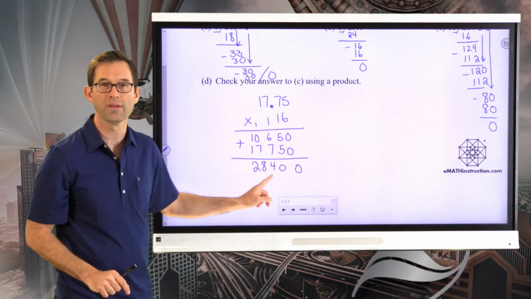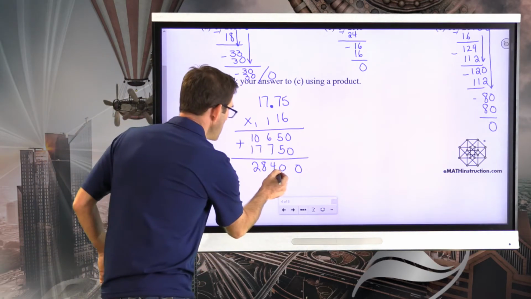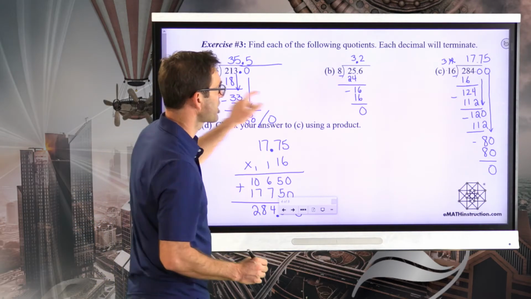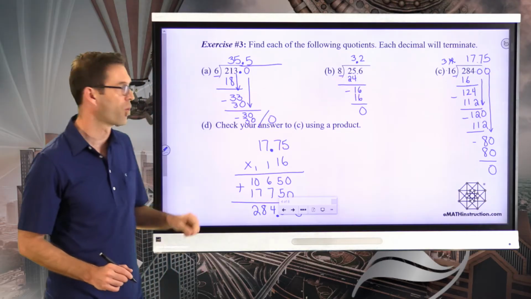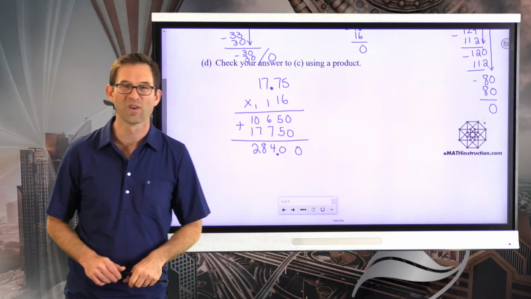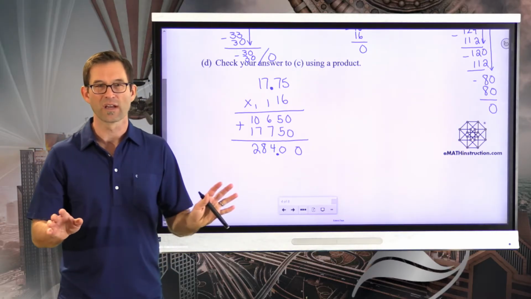to see. It's got 2 decimal places. I want 2 decimal places here, which then is a good check. Because I was supposed to have 284, and I did. All right, so multiplying to check division.